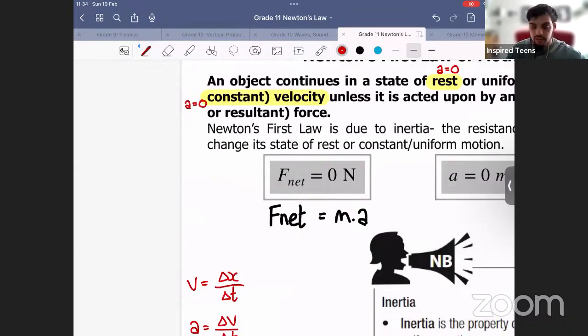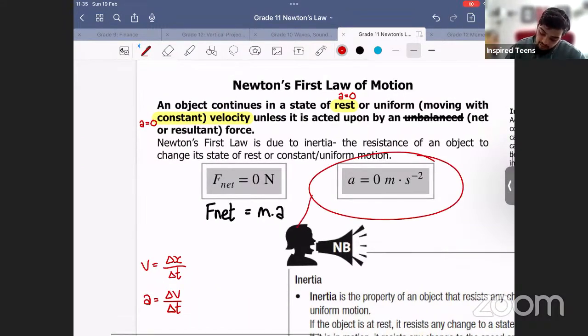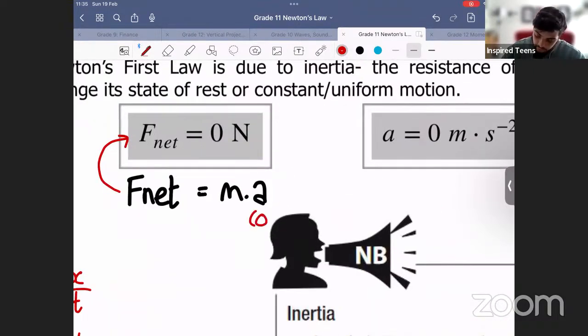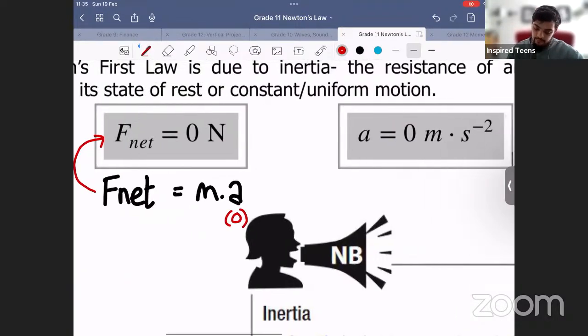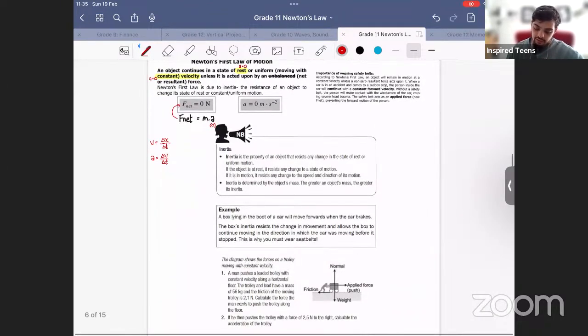So when there is constant velocity, acceleration is 0 as well, because you are not changing. Remember, acceleration is the rate of change of velocity. If you are not changing your velocity, then you have no acceleration. So that's why at a state of rest or constant velocity, acceleration is 0. Therefore, F net is equal to M times A, which results in F net being equal to 0 because A is 0. Okay, cool. So that's Newton's first law, F net is equal to 0.